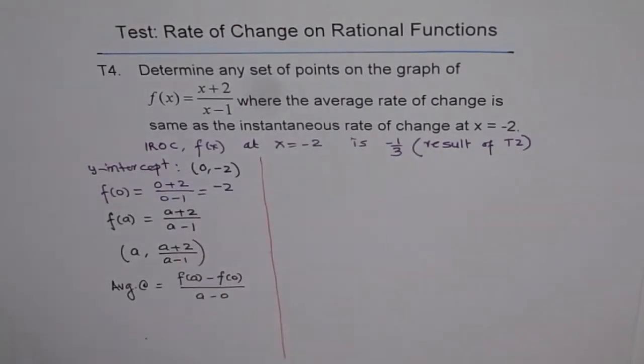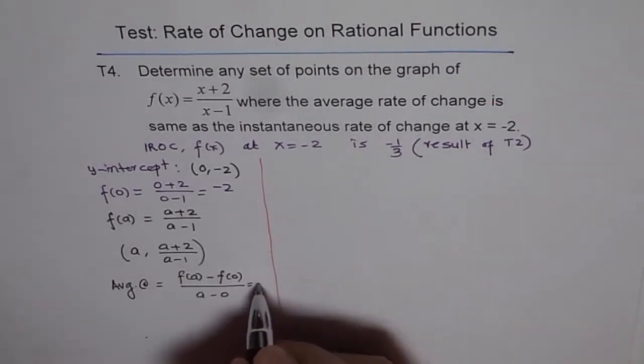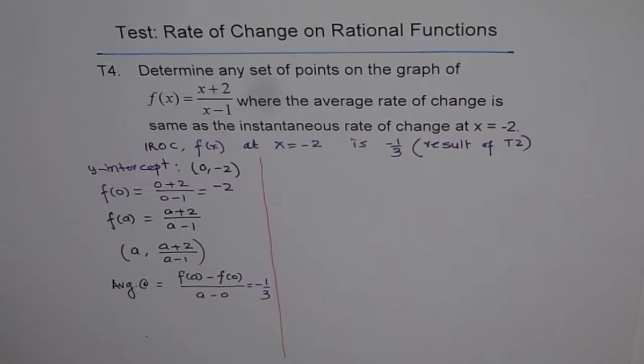And we also know one more thing, that this average rate of change for us should be -1/3. Now the whole question is, we have to find what that point A is. So out of the 2 points, we selected one, and that happens to be the y-intercept for us.